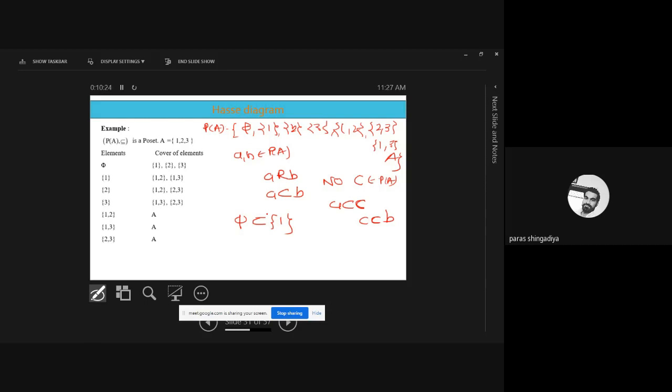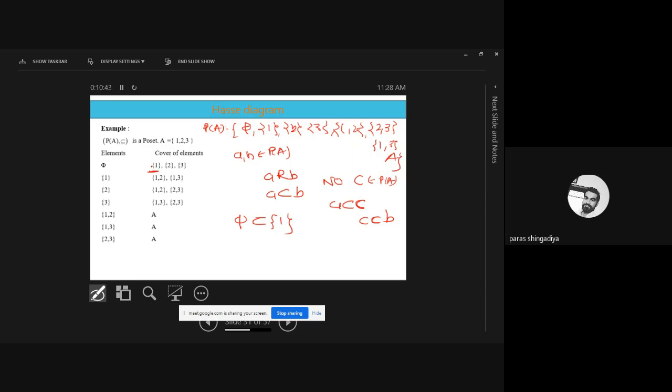So what does it mean? Clearly it satisfies both the conditions. 5 is a subset of 1 means A subset B, and there is no such C that exists in between A and B where A subset C and C subset B. So singleton 1 is a cover element of 5.